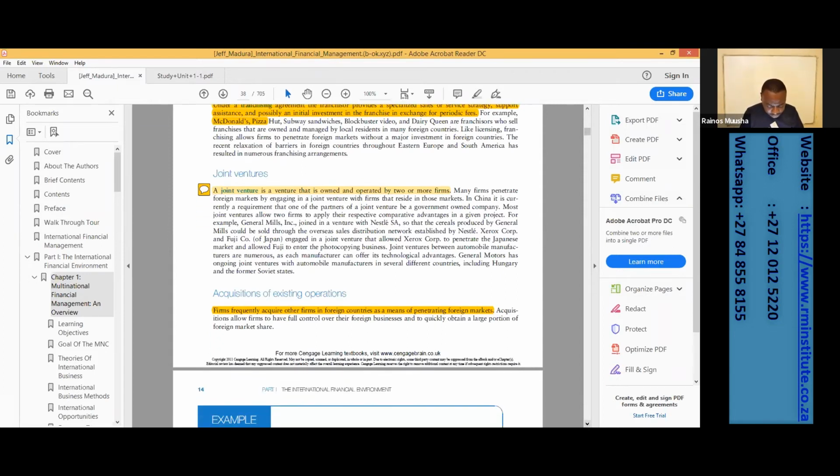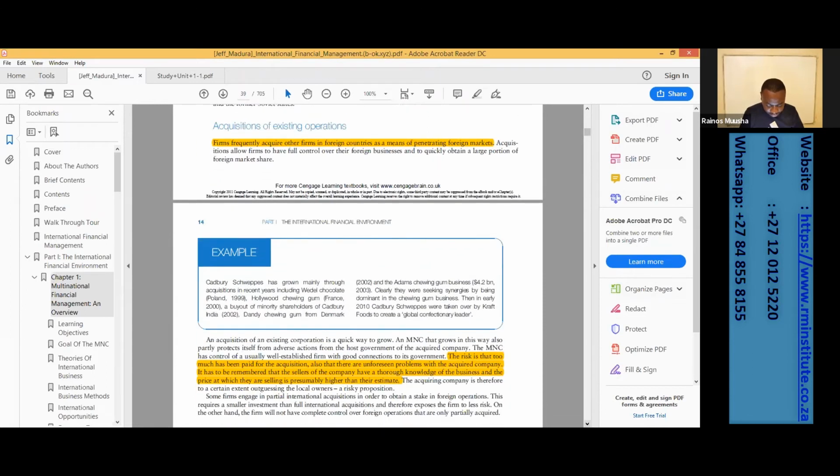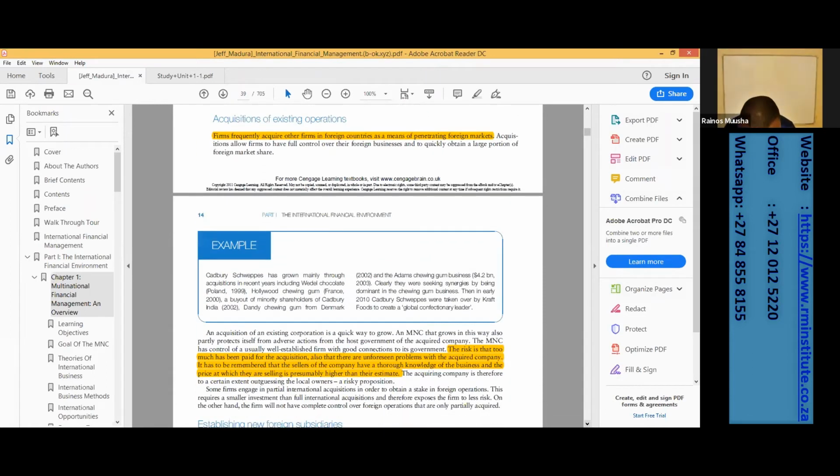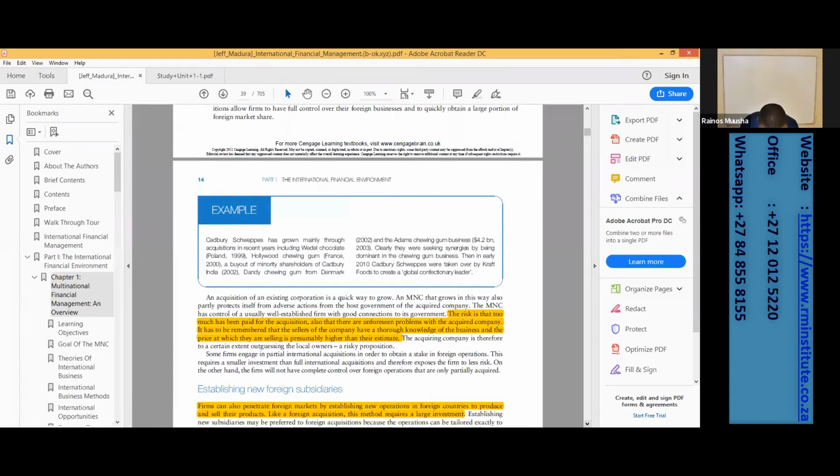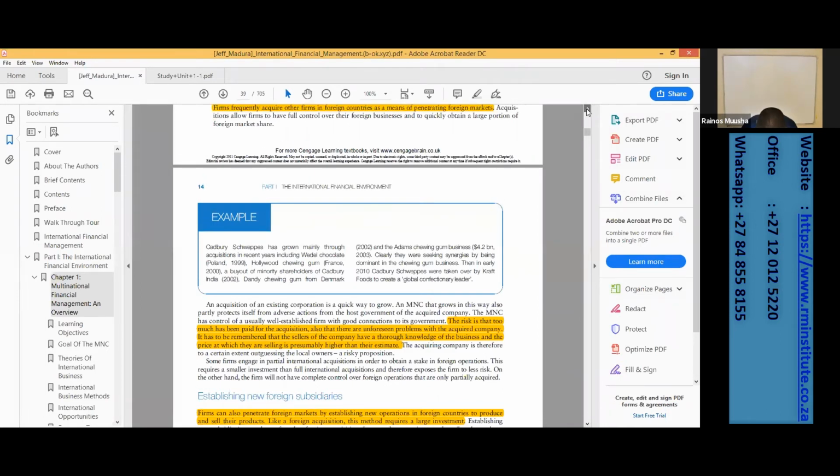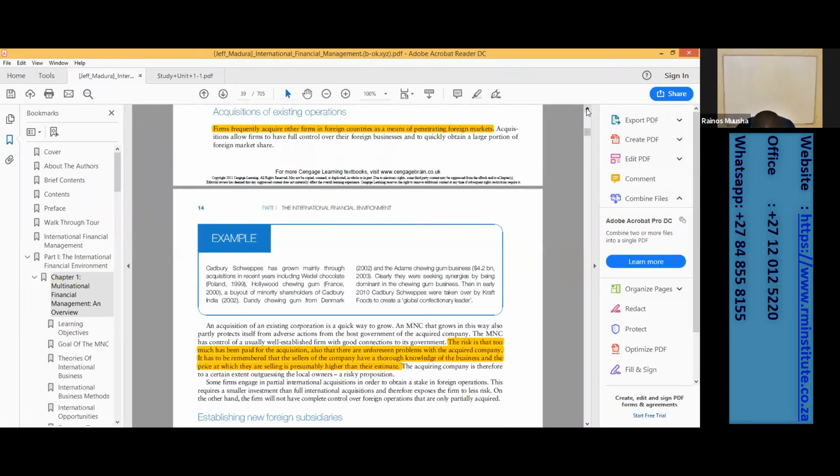Then there's also acquisition of existing operations. And when it comes to acquisition of existing operations, this is where firms frequently acquire other firms in foreign countries as a means of penetrating foreign markets. Then if you go after the example that they give us, on line number 3, they say the risk is that too much has been paid for the acquisition. Also, that there are unforeseen problems with the acquired company.